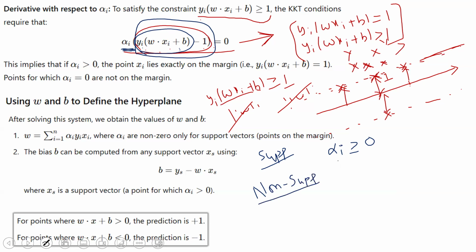If you talk about non-support vectors, you'll get some clarity. For non-support vectors, yi(w·xi + b) is greater than 1, right? So this total value is greater than 1, and anything greater than 1 minus 1 will be a positive value. So in this case, for non-support vectors, alpha i must be equal to 0 for this whole term to be equal to 0. Correct?